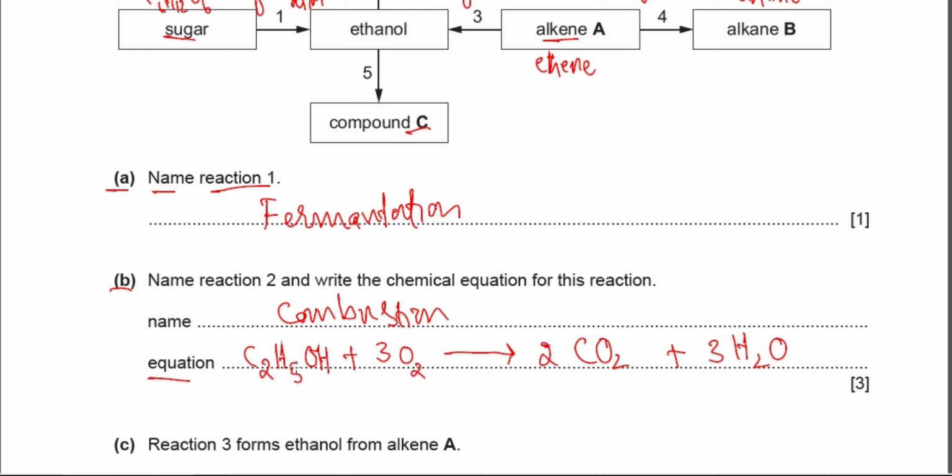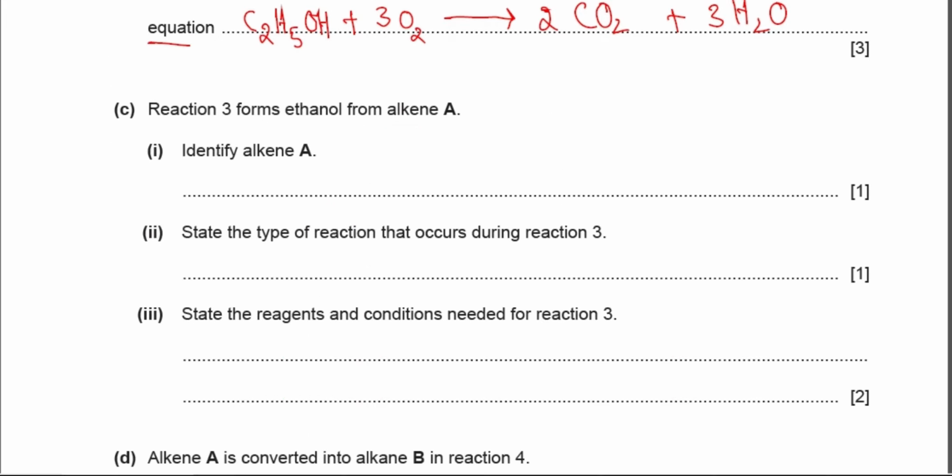1 is present in ethanol, so total 7 oxygens. Now the reaction is balanced. Proceeding. In C, it says reaction 3 forms ethanol from alkene A, and I clearly explained that ethanol has 2 carbon atoms, so definitely the alkene must have 2 carbon atoms. So the 2 carbon containing alkene is ethene. The compound is ethene.